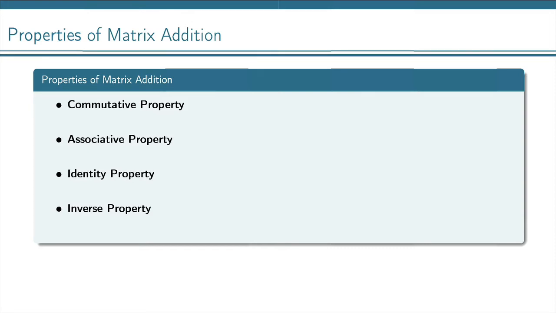Now, when we add matrices, there are many properties that apply to matrices that also apply to real numbers. And so these are just a few of them. First of all, the commutative property.